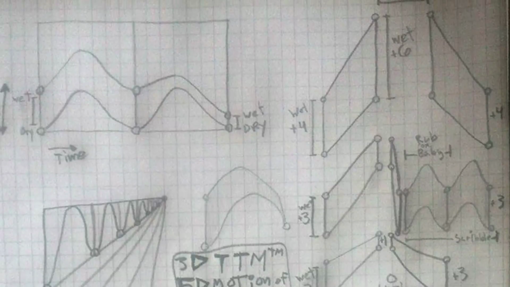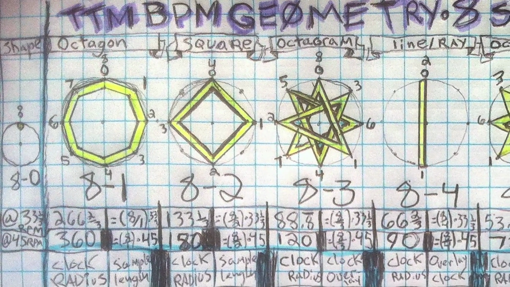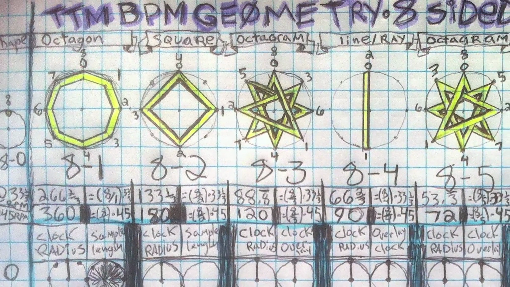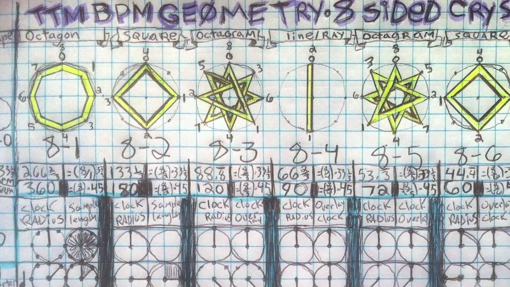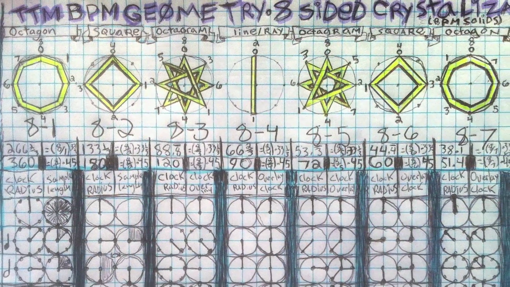Starting with 8/1, we see the movement, also known as morphology, from the point to the octagon to the square to the octagram to the line and then the reverse. This diagram illustrates the fact that all BPM geometric forms repeat themselves in a predictable cycle.